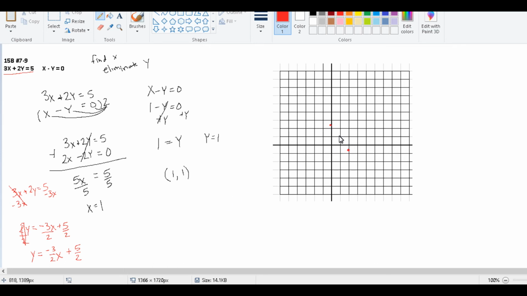If I was really good, I could use a ruler and connect this, but I'm not that good. So I'm going to go up and backwards now. So up 1, 2, 3, and backwards 1, 2. Okay, now I think I can draw a line from this.